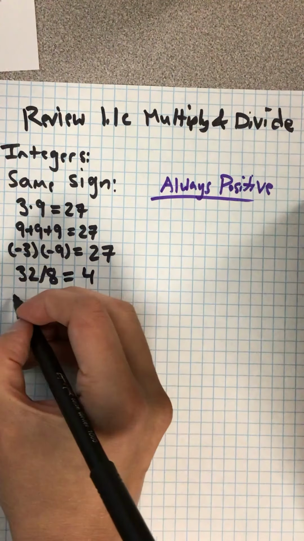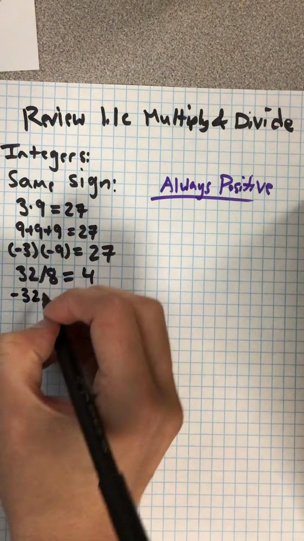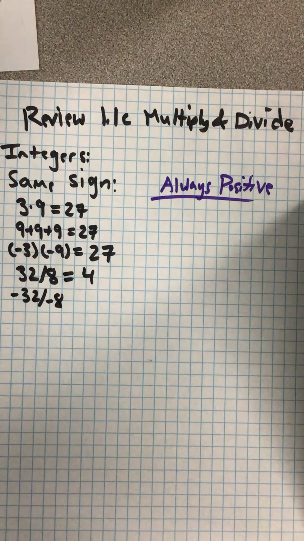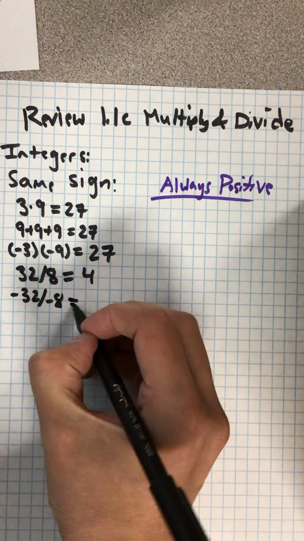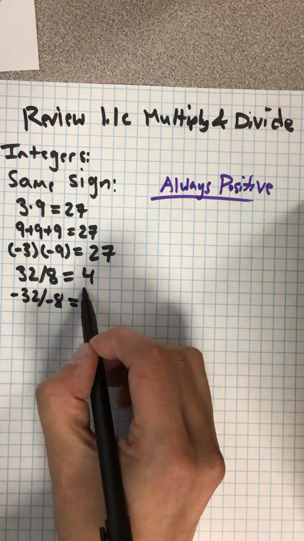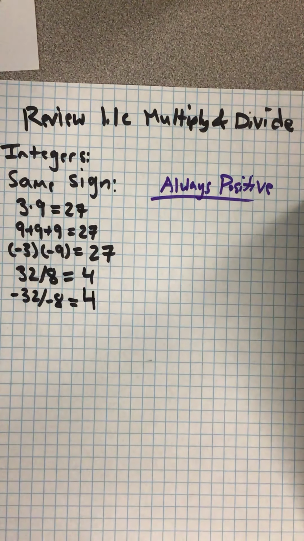If we were to do the same thing using negative numbers, negative 32 divided by negative 8, the negatives once again cancel each other out, and our answer is always going to be positive. And since the numbers 32 and 8 are unchanged, our solution will once again be positive 4.